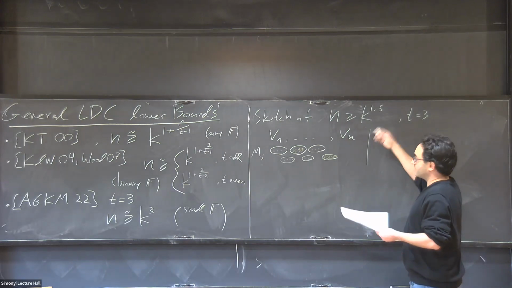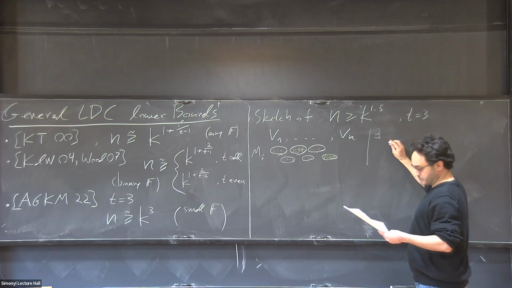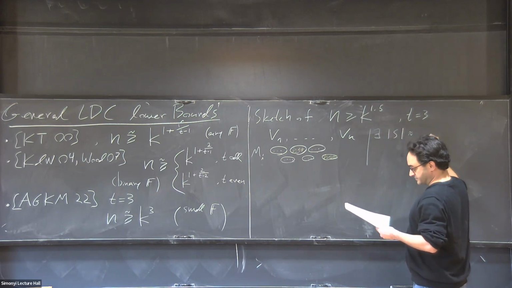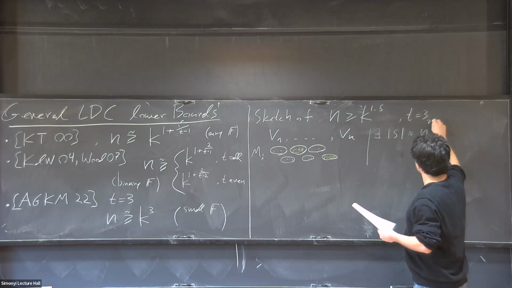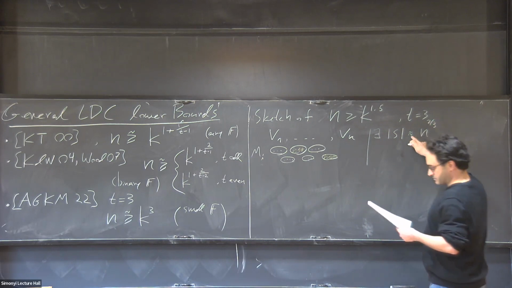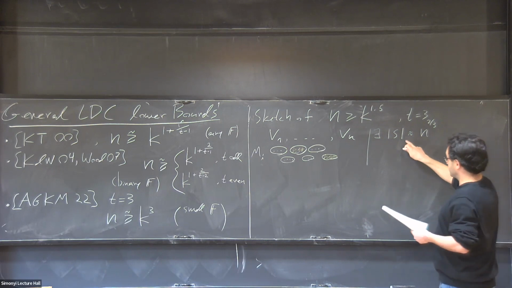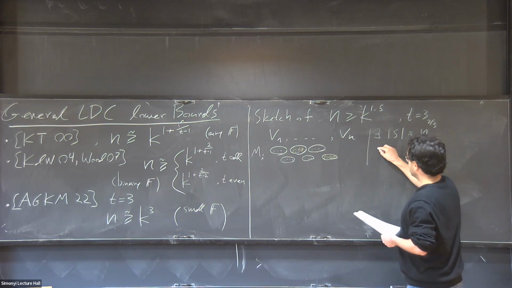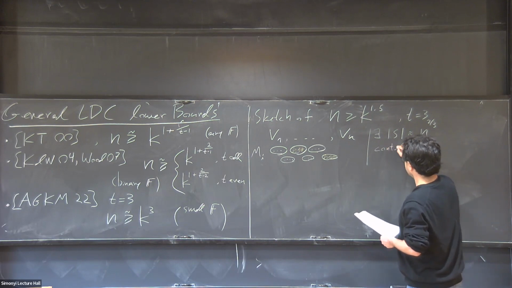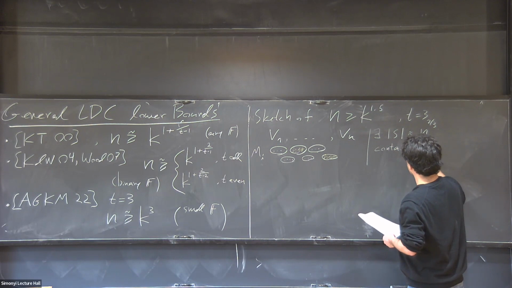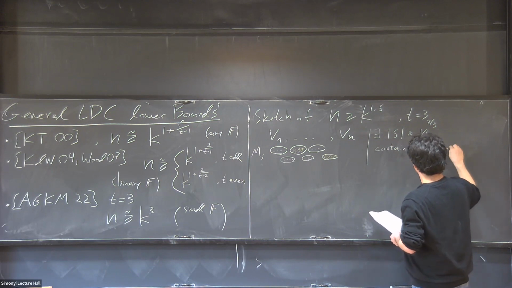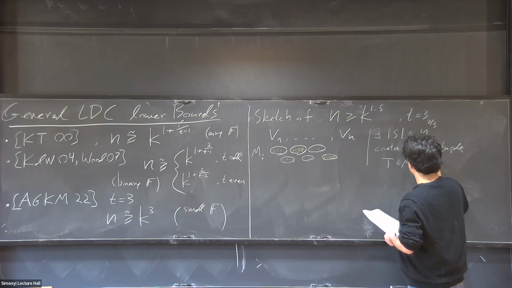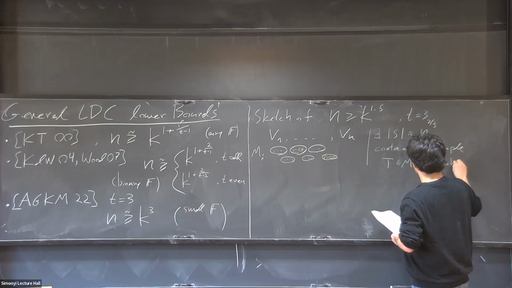Again, if you take a random set, it's essentially the best you can do. You need to take something roughly n to the 2/3, up to logarithmic factors. So there exists a set of size roughly n to the 2/3 containing at least one tuple t in each m_i.